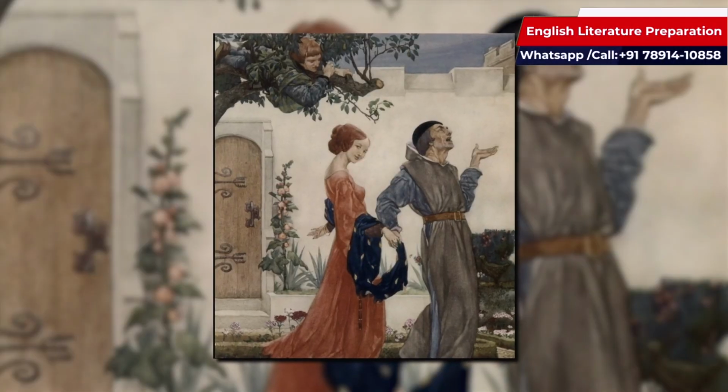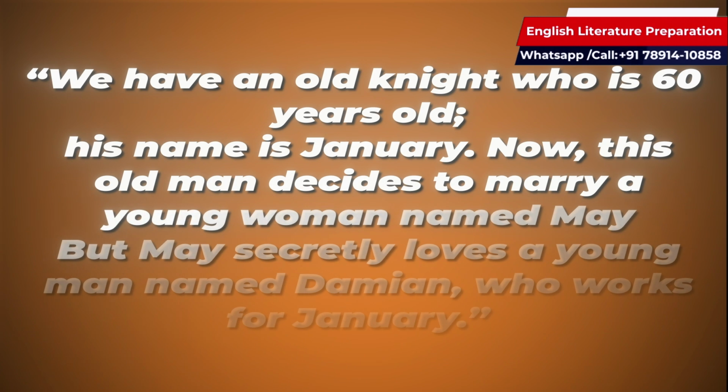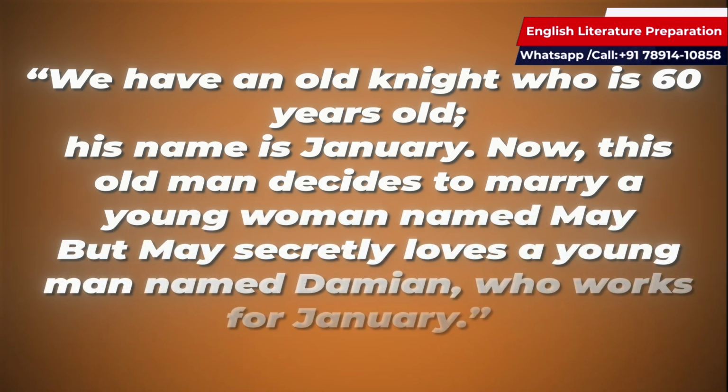So the merchant tells a story about marriage, and he is also very bitter about marriage because his marriage is not so successful and he hates his marriage. So he tells a story on marriage. And here we go with his story. We have an old knight who is 60 years old. His name is January. Now this old man decides to marry a young woman named May.